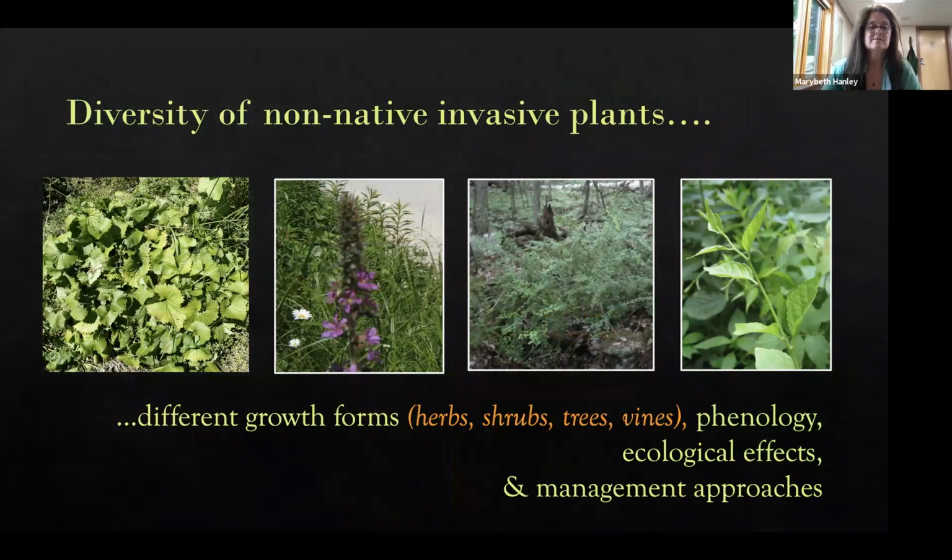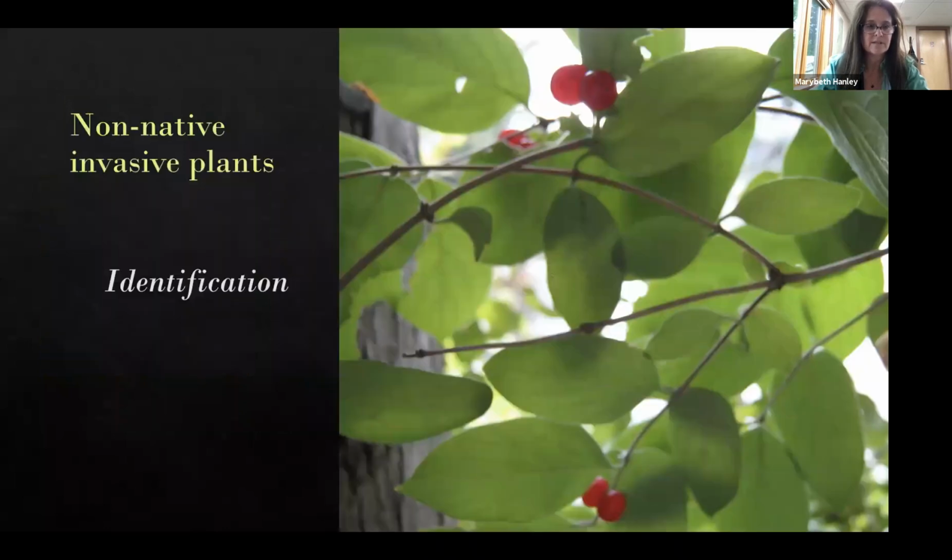So with invasive plants, there are so many different growth forms. There are a number of herbs, shrubs, subshrubs, trees, and vines, and they flower and fruit at different times. They have different ecological consequences, and so there are different ways of managing them. So you have to look at the species and evaluate the situation. Unfortunately, there's not an answer that's similar to all of them. You have to take them individually.